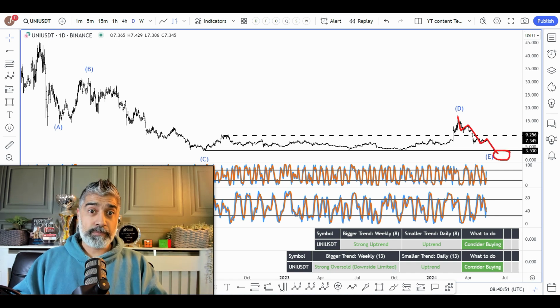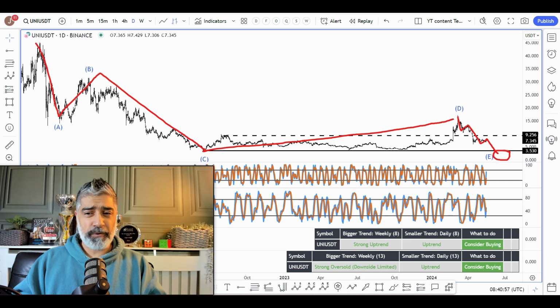So the correction is an A, B, C, a very long drawn out D with no follow through, and it looks like we're going to make a new low. And that's when we want to look at if we're going to see the end of a correction.